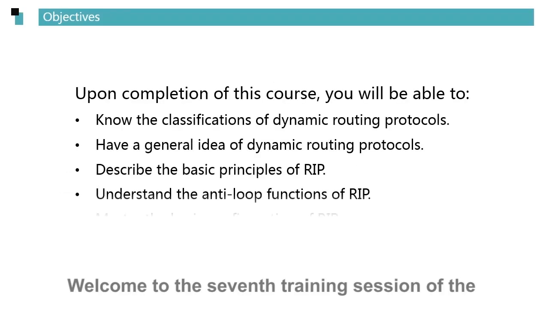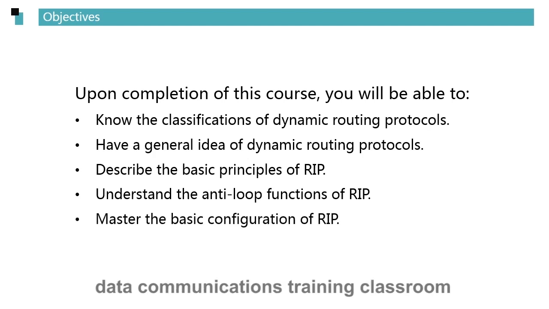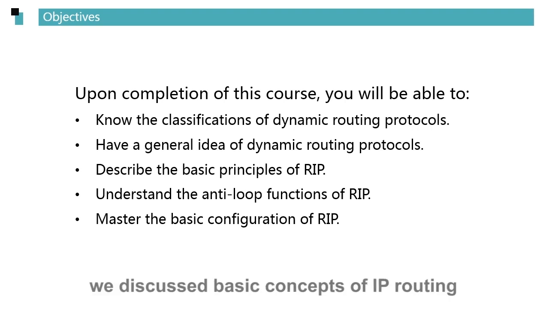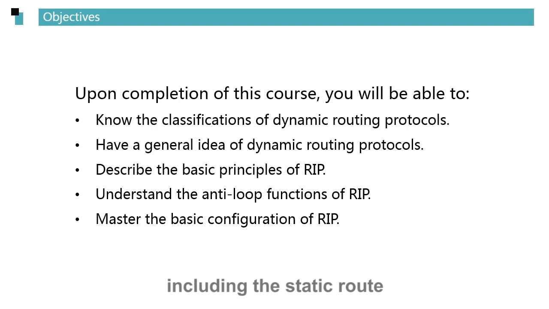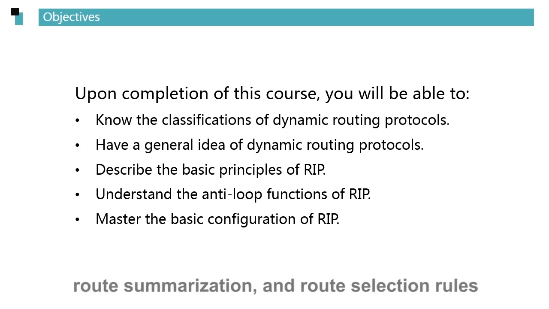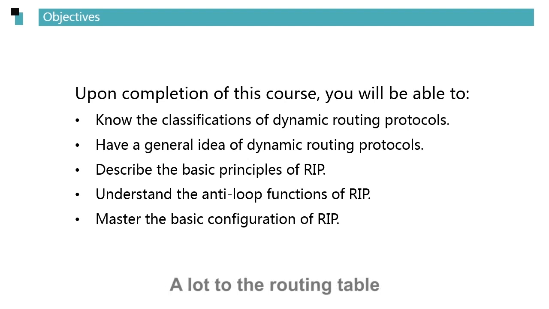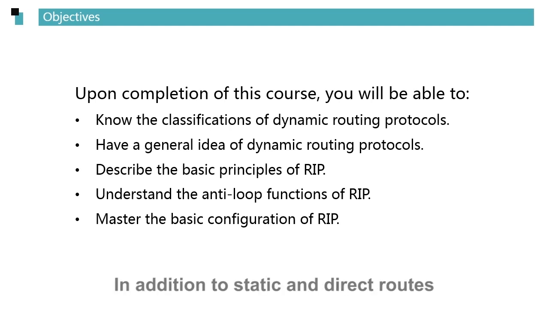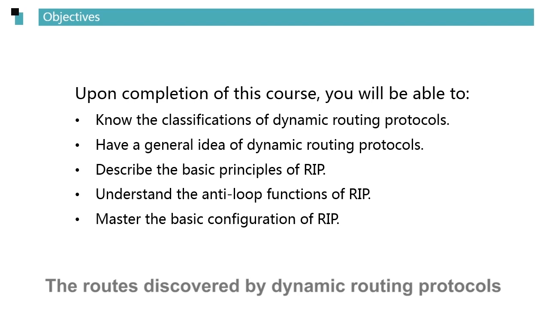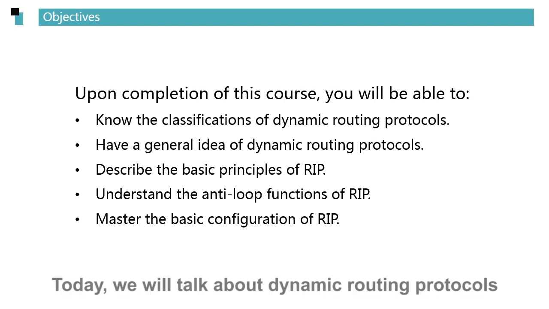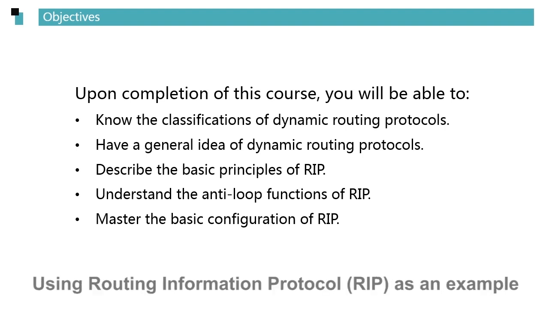Welcome to the 7th training session of the Data Communications Training Classroom. In the previous session, we discussed the basic concepts of IP routing, including the static route, route summarization, and the route selection rules. We know that static and direct routes contribute a lot to the routing table. In addition to static and direct routes, the routes discovered by dynamic routing protocols are common and play an important role on networks. Today, we will talk about dynamic routing protocols using Routing Information Protocol, RIP, as an example.